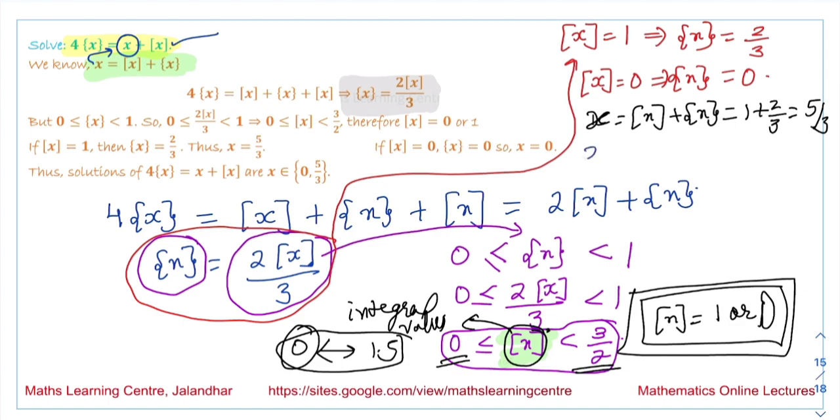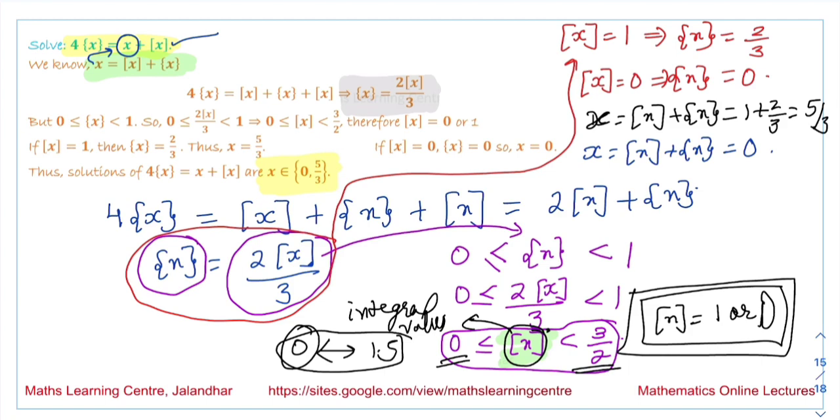And for the second case, this value x will have fractional part of x, so the answer we will get is equal to 0. So we are saying there are two possible values of x: it is 0 and 5 by 3.